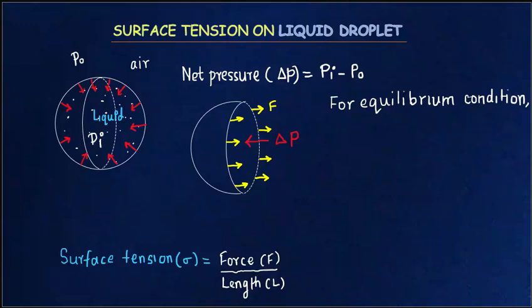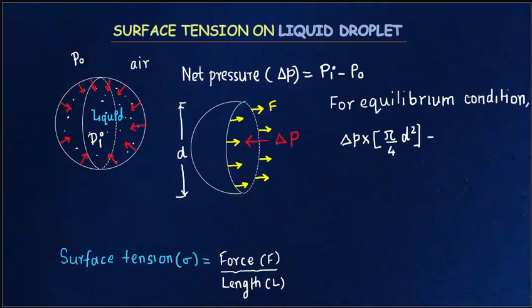So pressure is basically delta P, the net pressure, times the area of cross section, which is nothing but, if I say the diameter of this droplet is d, the area of the cross section is going to be pi over 4 d square. So this is the force acting on the cross section due to the pressure difference between inside and outside pressure. This force must balance the force caused by surface tension.